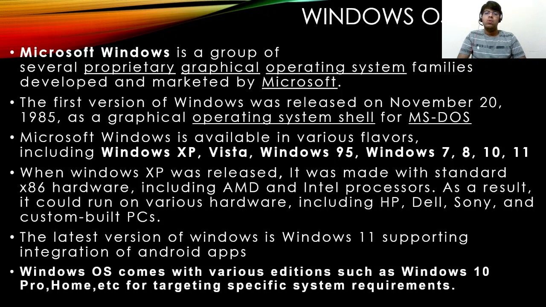Now, when you try to download Windows operating system software of any version like Windows 8, Windows 10, or Windows 11, you are offered various versions like Windows Pro, Windows Home, and Windows Education, which target specific people and system requirements.